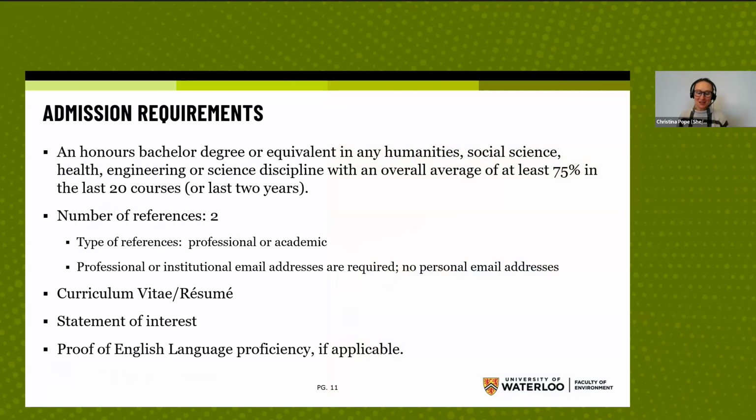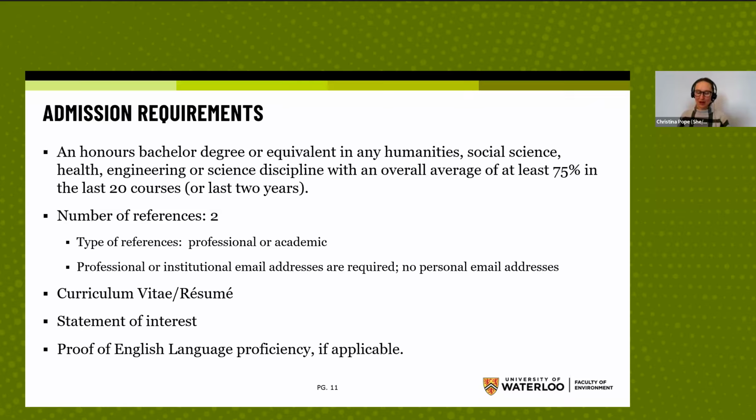So for admissions into the Climate Risk Management Diploma, you're required to have a 4-year honors bachelor's degree or equivalent in any humanities, social science, health, engineering, science discipline. We admit to the Climate Risk Management program from a variety of backgrounds, and that list is not exhaustive. So we've had individuals from all backgrounds join the program, and if you have any questions about your particular background, you can always get in contact with us.